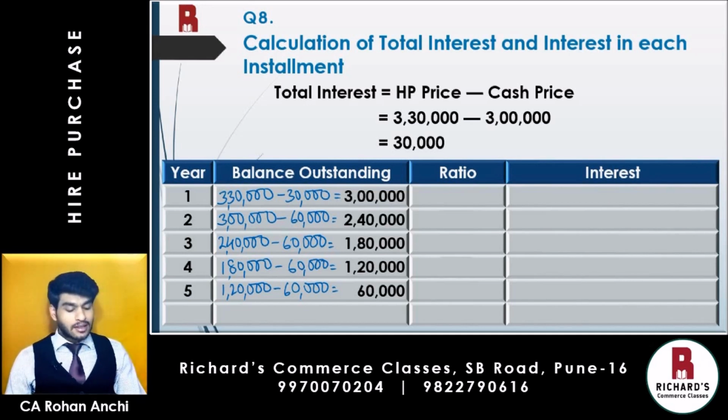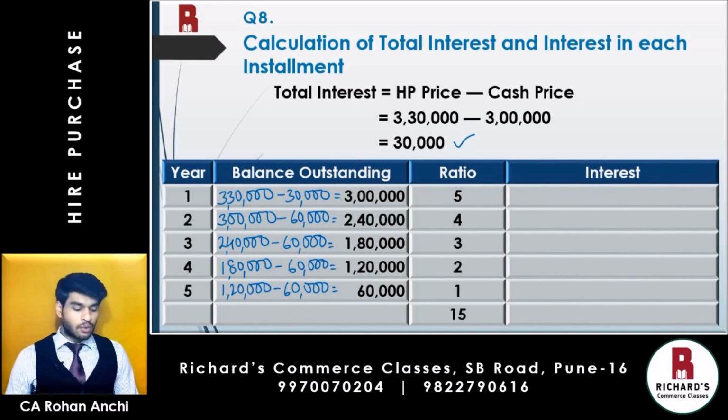What we will do is take the total interest of rupees 30,000 and divide it in the ratio of 3 lakhs is to 2,40,000 is to 1,80,000 is to 1,20,000 is to 60,000. That is the ratio of balance outstanding. So if you simplify that, it is nothing but in the ratio of 5:4:3:2:1. Taking the total, that is 15.